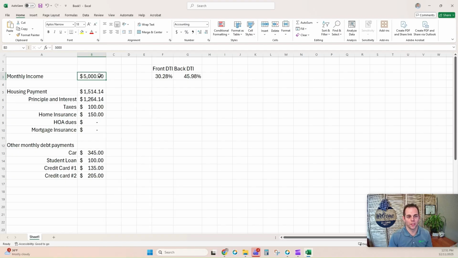Okay, so either way, monthly income is $5,000. For the housing payment, I have $1,264.14 for principal and interest, $100 for taxes, and $150 for homeowners insurance. Those are the numbers from my calculator. So your all-in monthly payment is $1,514.14. To calculate your front end debt to income ratio, I take 1514 and divide it by 5,000, and that gives you 30.28%. The typical rule of thumb in the finance world is 30% or less.